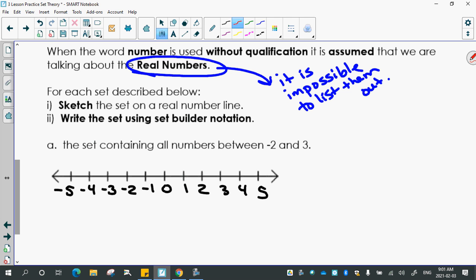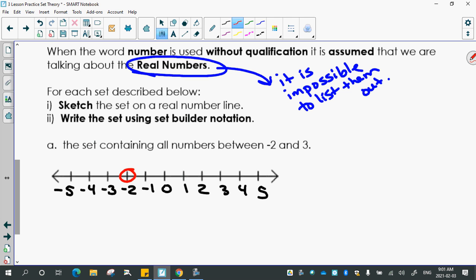So all of the numbers between -2 and 3. When we say between -2, is -2 in the set? No, but is -1.9999999 in the set? Yes. The way we show that is an open dot, because -2 itself is not allowed to be in the set, but -1.9999999 is. Because we're talking about real numbers now, not integers.